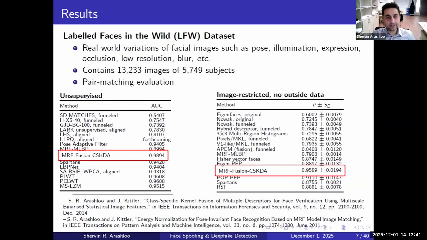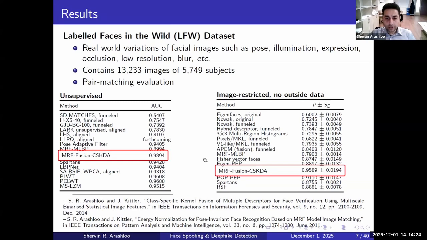One is called unsupervised, in the sense that no labels are provided to any matching method. Another protocol is called image restricted, no outside training data, meaning that we do have access to labels, but we are not allowed to use any image data outside the data set. Although there are other protocols, we have evaluated our method on these two. These are basically AUCs, the higher the better the performance. In both the unsupervised and the image restricted protocols, we obtain the best performance.